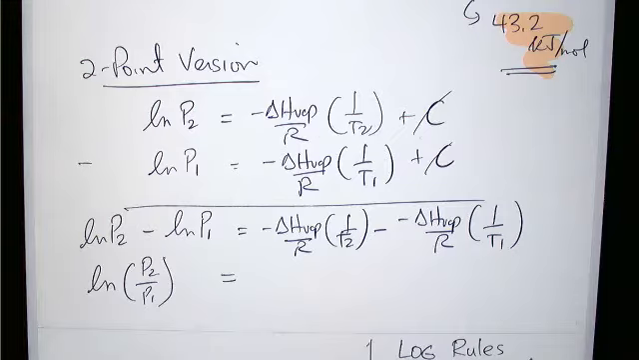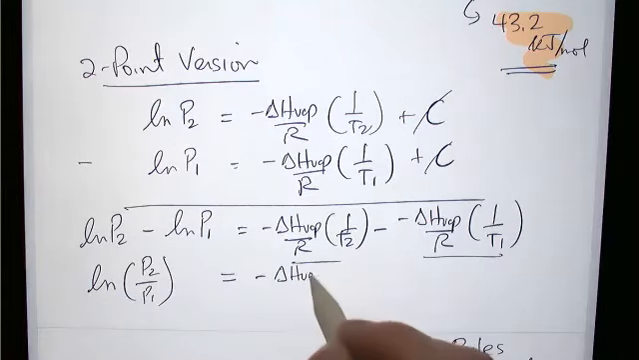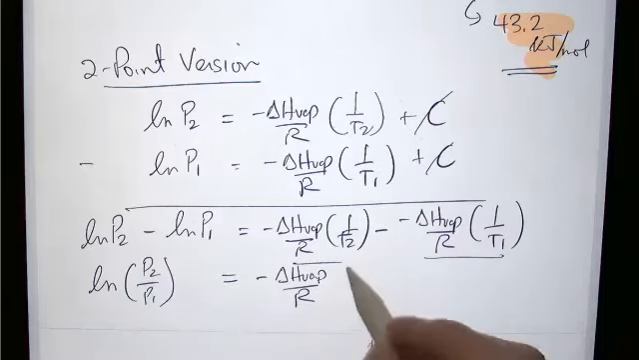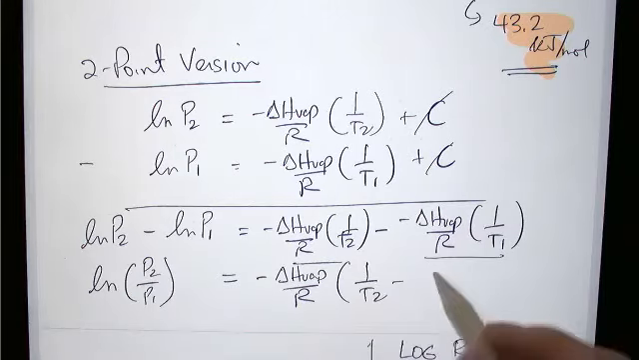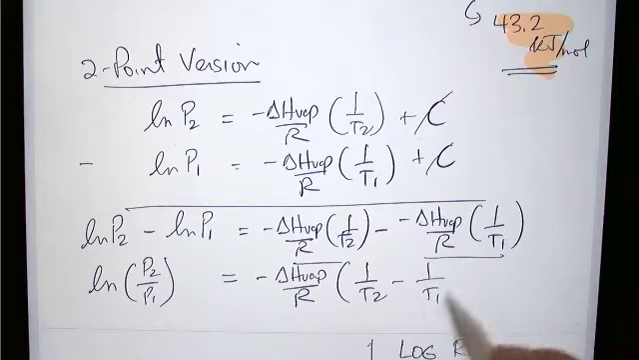Equals, on the right-hand side, well, it's messy, it's ugly, but aren't there just two terms here? There's this ugly term minus this ugly term. And when you look at those two ugly terms, don't they have something in common? We can't cancel it out. Please don't say that. But when you have two terms like that and they have something in common, can't you factor it out? We can factor negative delta H vap over R to the front and just say it's the same as that times the reciprocal of T2 minus the reciprocal of T1.